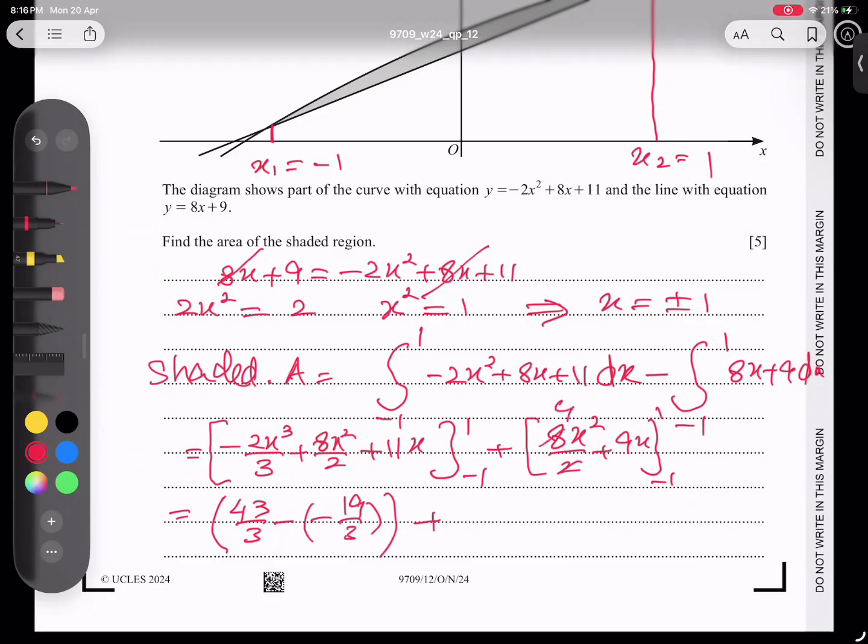Now what about this one? I'm writing here 4. The upper limit is 1: 4 plus 9, 13. So I'm getting 13 here. And when I put the lower limit, I get a 4: 4 minus 9, I got -5. So I'm solving 43 by 3 plus 19 over 3. I get 62 over 3 from here, and here I'm getting 18.